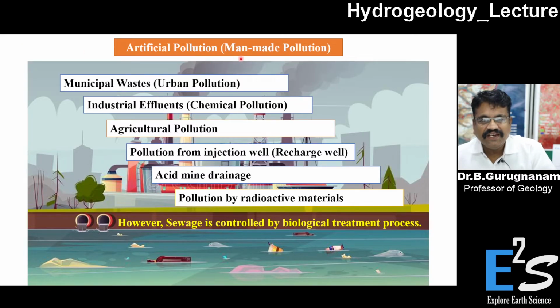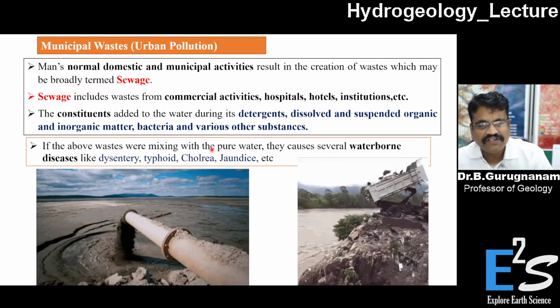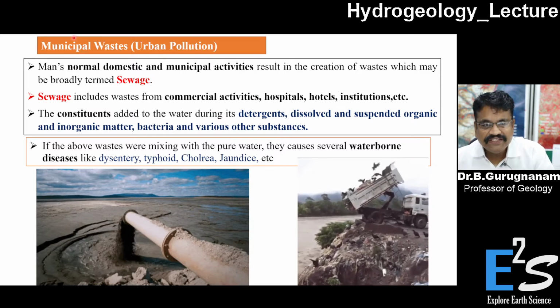Apart from this, agriculture pollution is also called man-made pollution. The sources are municipal waste from urban pollution, industrial effluent from chemical industries, agriculture pollution, pollution from injection wells, that is, recharge wells, acid mine drainage, and pollution by radioactive materials. However, sewage is controlled by biological treatment processes to reduce the amount of pollution in the groundwater system. Municipal waste, let us see one by one.